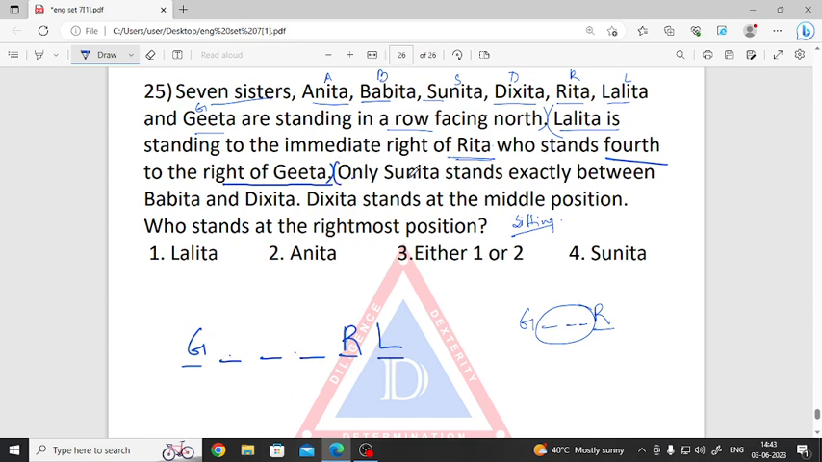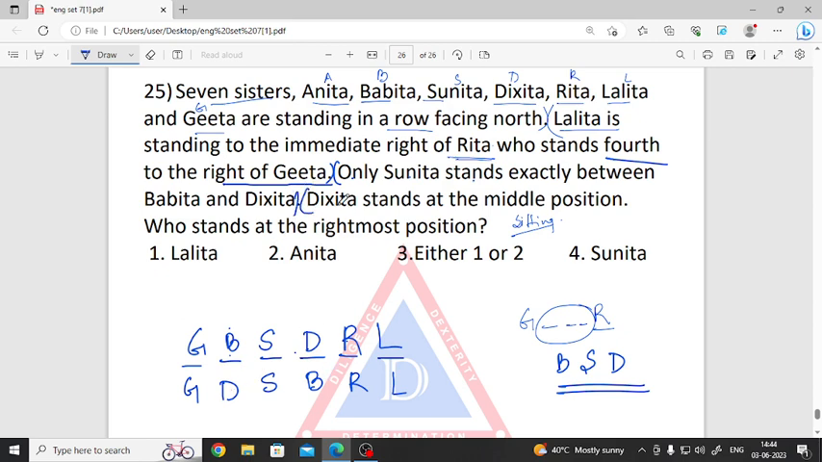Next, only Sunita stands between Babita and Dikshita. That means only S stands between B and D. So either S, B, D is possible, or if we write like this, S, D, B is possible, right? Because Sunita stands exactly between B and D.